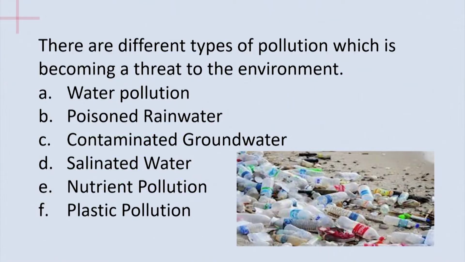There are different types of pollution which are becoming a threat to the environment. 1. Water pollution. 2. Poisoned rainwater. 3. Contaminated groundwater. 4. Salinated water. 5. Nutrient pollution, and 6. Plastic pollution. Water pollution. Earth's freshwater resources are dwindling, which is a significant contributor to environmental degradation. Approximately 1.2 billion people on earth do not have access to safe drinking water.